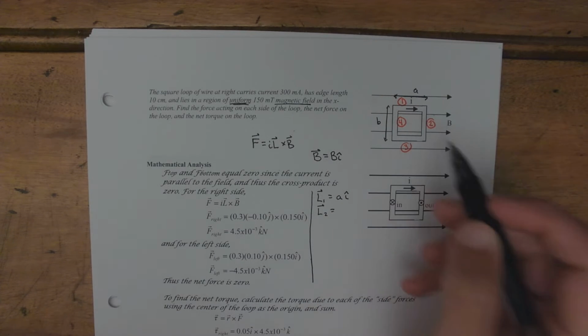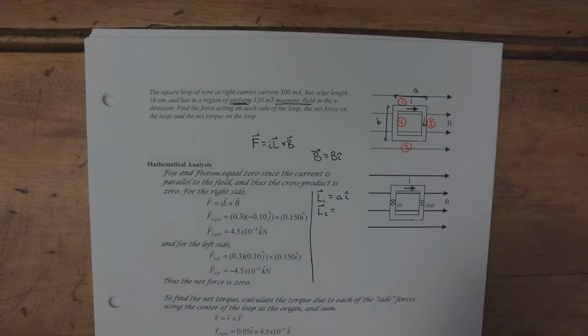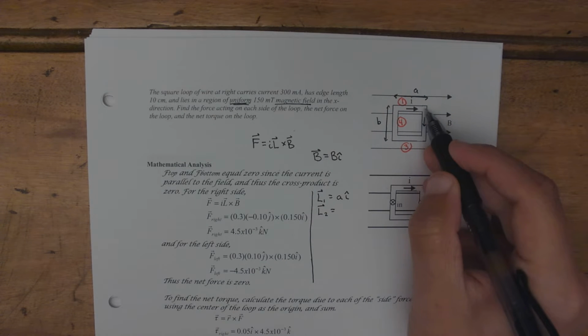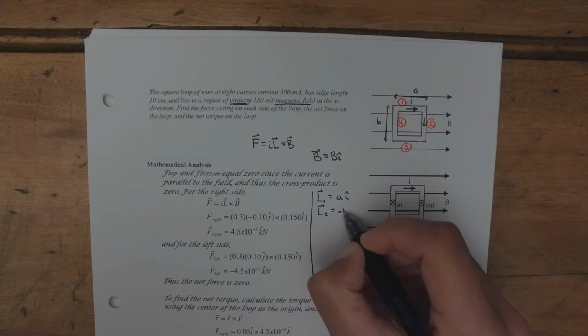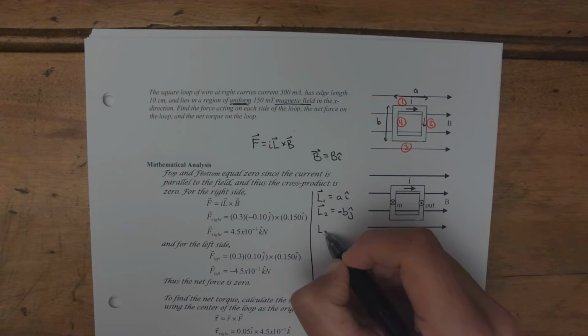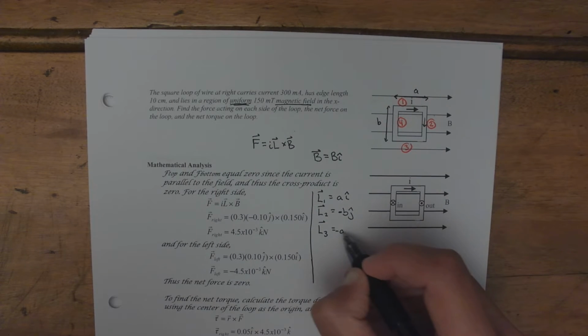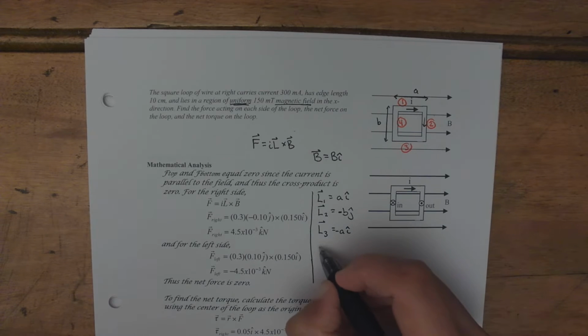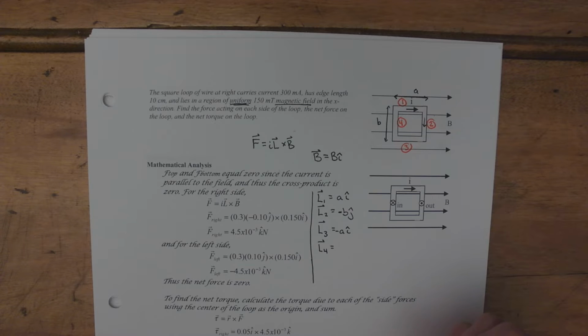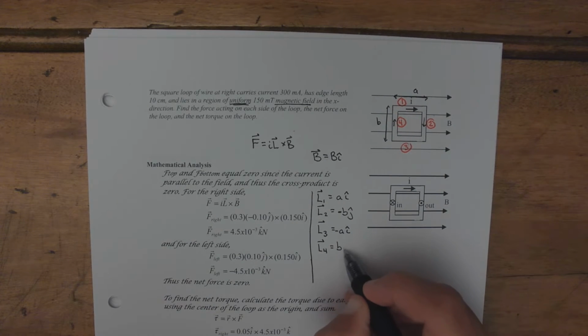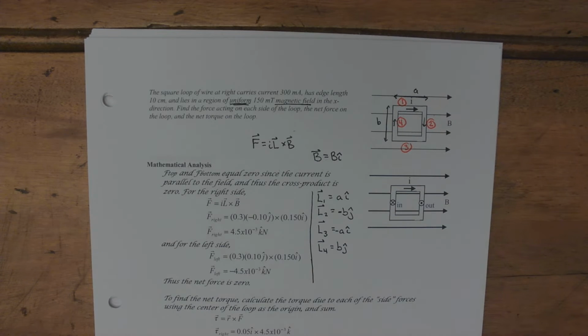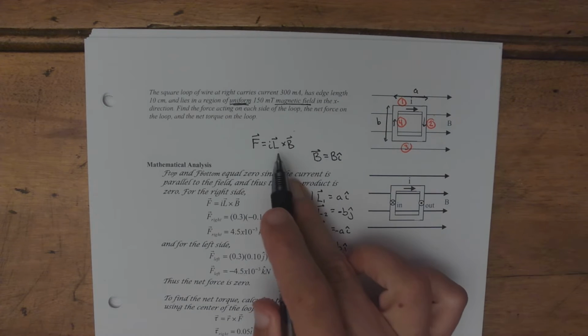For side 2, the current's going down. That's the minus J hat direction, and since it's not a square anymore, the distance from here to here is B, so that's minus B J hat. For side 3, the distance is A, the current is going in the minus I hat direction, and for side 4, the current is going in the positive J hat direction, and that side has a length B. Okay, so now we're just plugging into this equation here.